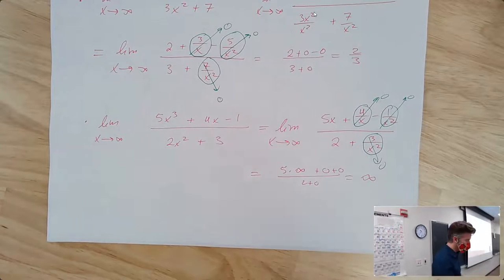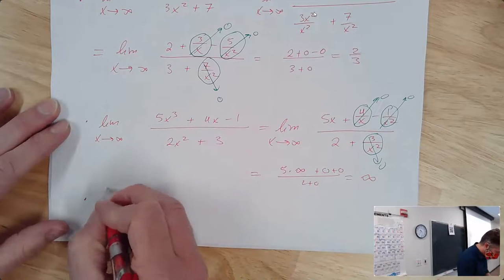Okay. So when your degree on top is larger than your degree on the bottom, you typically get some sort of infinity. Meaning your limit's going to be either positive infinity or negative infinity. Which makes sense because the top is growing faster than the bottom. Right, the degree on top is larger, it's getting bigger faster than the bottom.